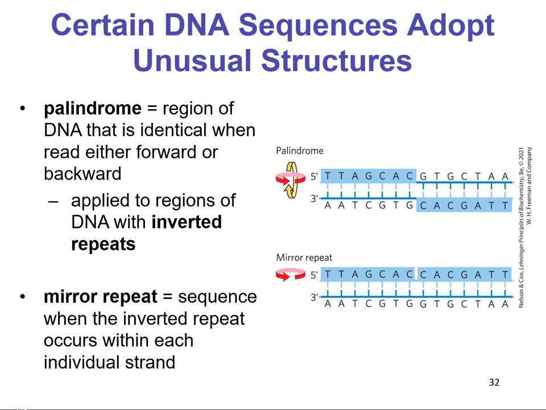They usually recognize palindromes. So you'll get an enzyme binding here, and you'll also get an enzyme binding here. But these particular places are where you can see some different structures in the DNA. You can also see a mirror repeat. So that's when you have a sequence, and then that sequence is inverted and repeated. So if you had a mirror right here, then you would see that mirror repeat.